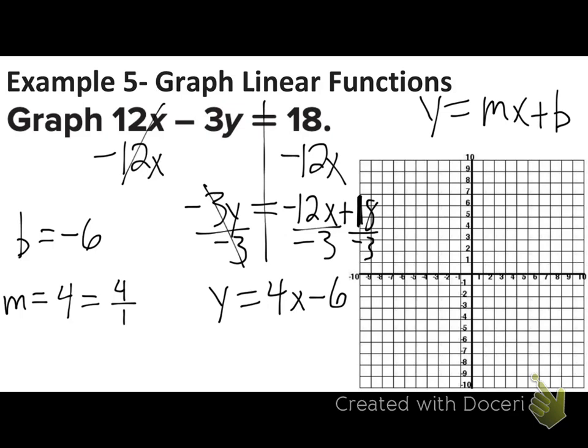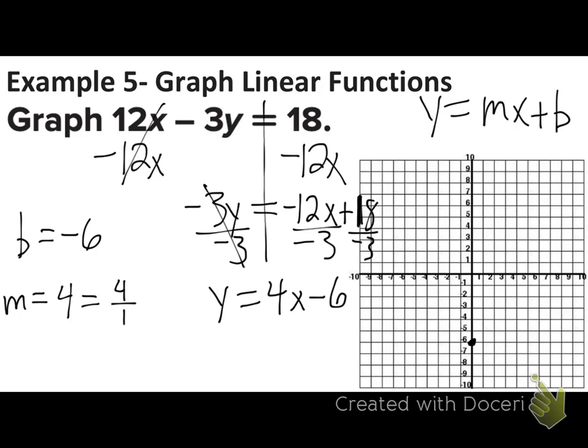So, graphing in slope-intercept form, what's my starting point? What do I need to graph first? Negative 6, the y-intercept, right? So find your y-axis, go down 6 and put a point. When we're graphing in slope-intercept form, always graph the y-intercept first. Otherwise, you don't know where you're supposed to start.